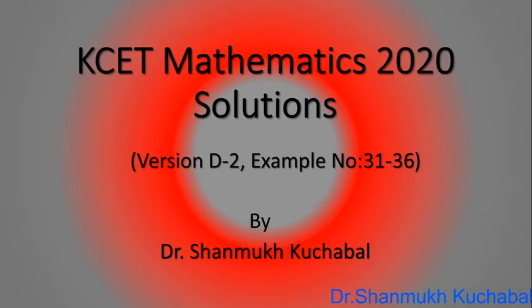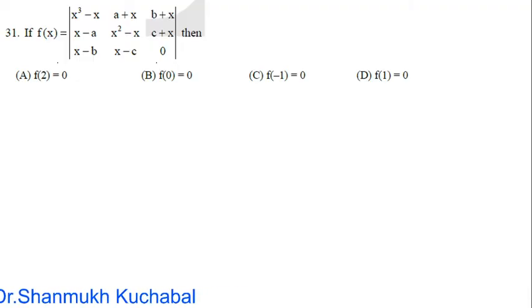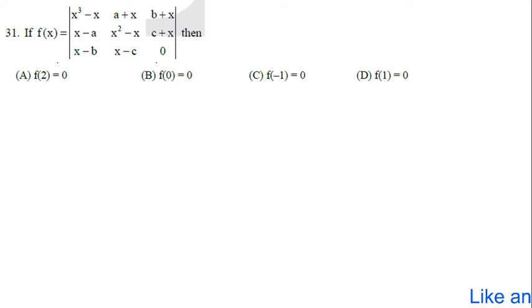Hello dear students. So today we will discuss example 31 from Karnataka CET Mathematics 2020. So let us begin with example number 31. The function is f of x equal to a determinant. Which of the following will satisfy here? So first we will take a determinant.